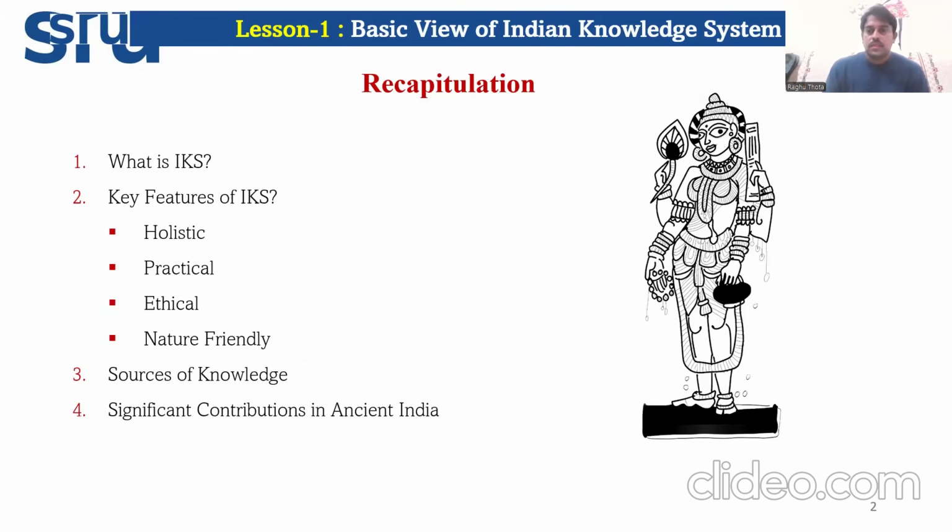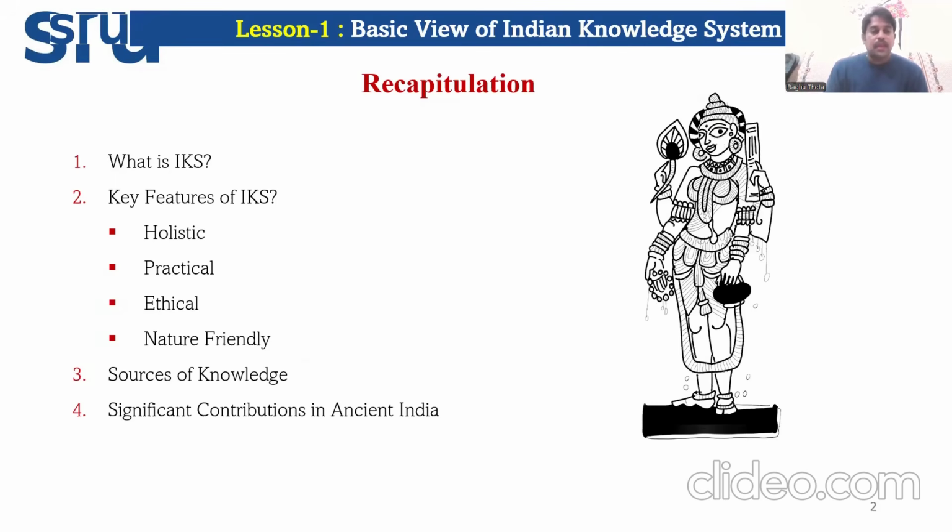What are the key features of IKS? There are 4 important key features we discussed. One is holistic. What does it mean? During the ancient times, our ancestors firmly believed that everything in this universe is interconnected and interrelated. Either the species on the earth, nature, universe, humans, all are interdepending on each other.